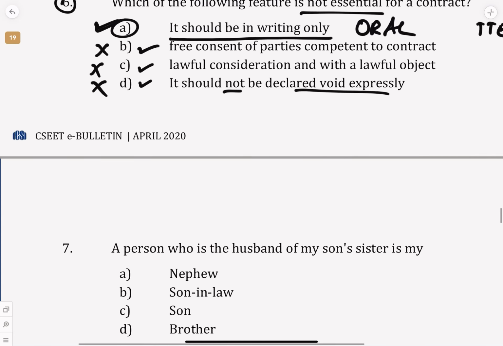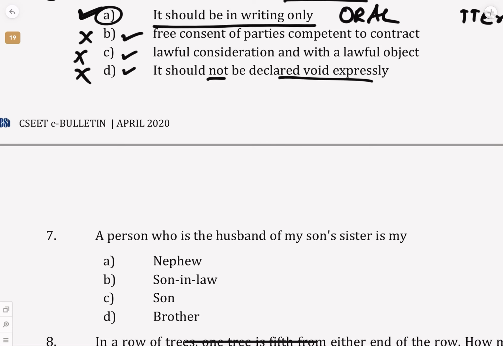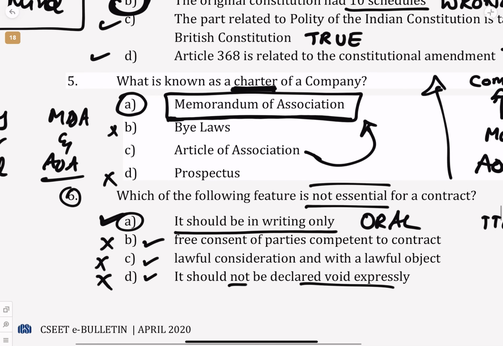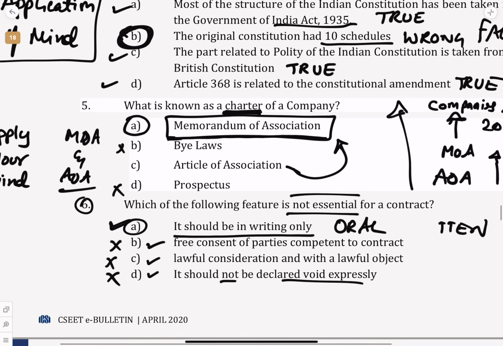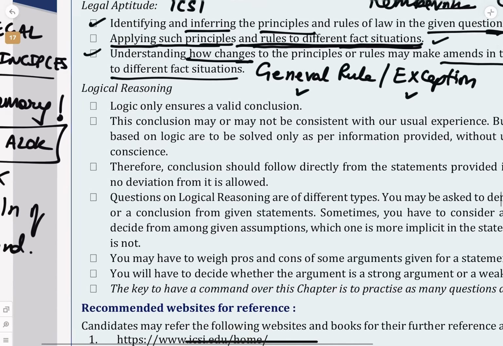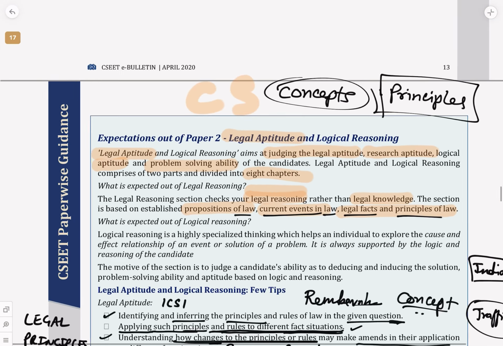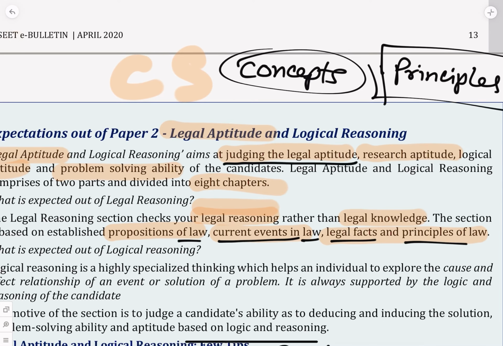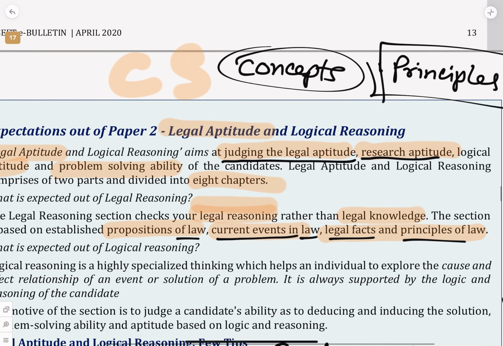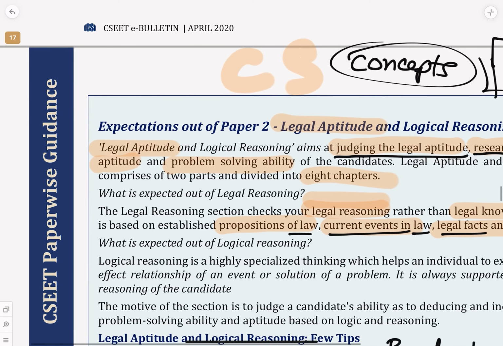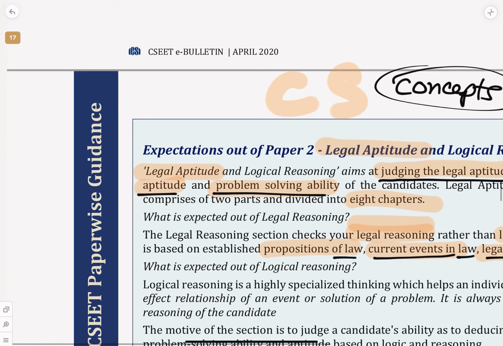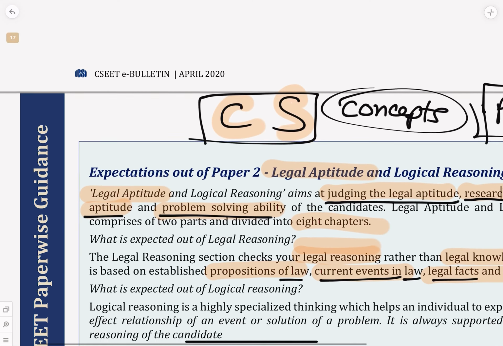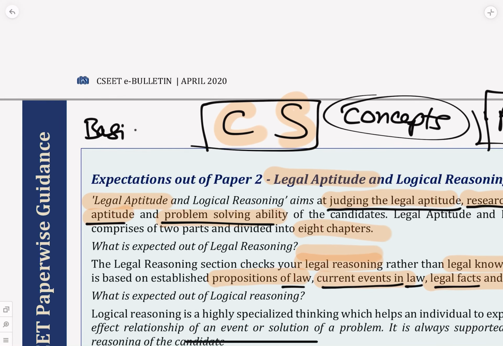Like this. Next is, we have questions related to logical reasoning, which Vishwas sir is going to teach you. Okay, so in this video we'll come to the end. So we understood what is the expectation in this paper, legal aptitude, logical reasoning. Basically, how you will judge the legal concepts, research legal cases, then what is your logical aptitude, what is your problem solving ability, because as a CS you are continuously solving different problems. So these basics will make you very, very strong.